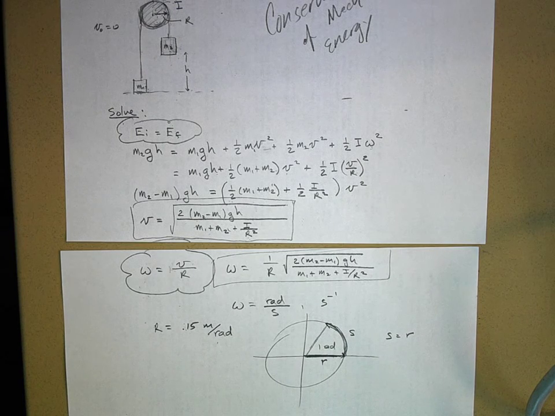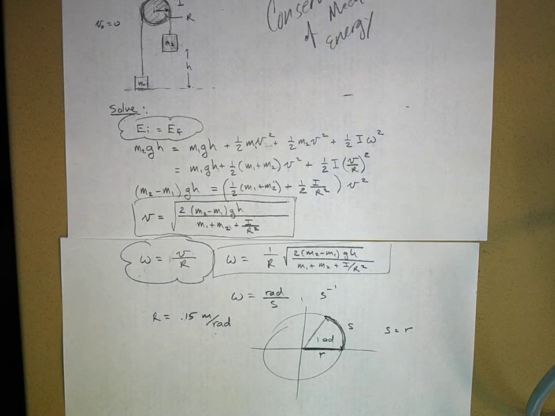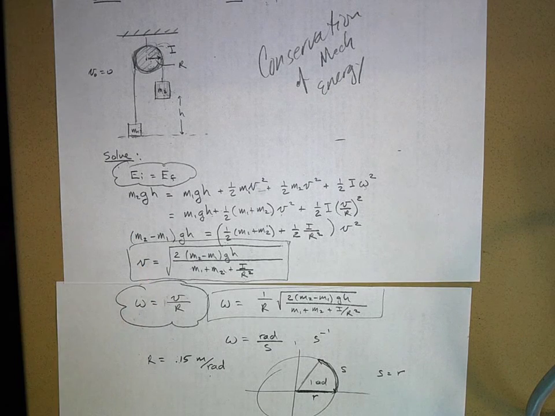And then RPM is also a very common one. Yeah, we have to go from RPM to radians per second and all that kind of stuff. You have to be able to do the unit conversions. Okay. All right. We've beaten this one to death. That is all.